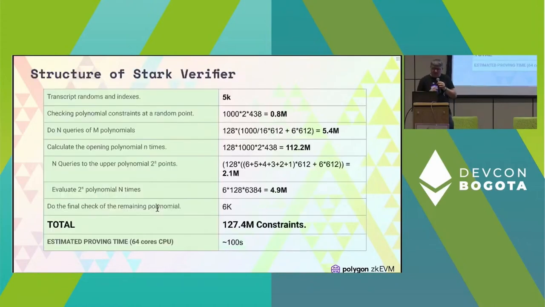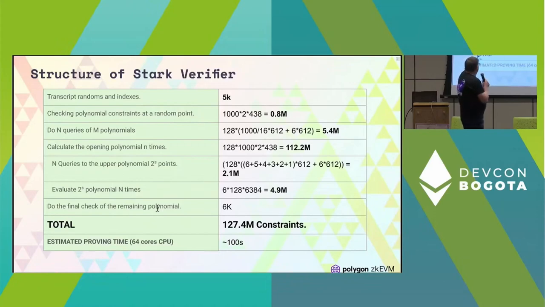So let's see how much it would cost in number of constraints. Here, of course, the transcript is not that much. Checking the polynomial constraints at the random point starts to be an important number, but not that much. For the number of queries, we have so many polynomials, so mainly what we do is a linear hash of the evaluations and then do the Merkle trees. But this is just for the first queries, not in the FRI yet, for the first queries of all the polynomials.